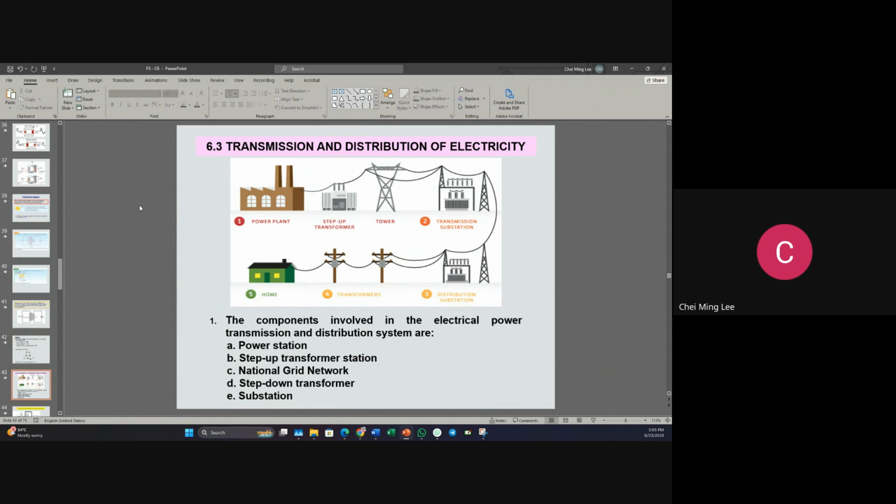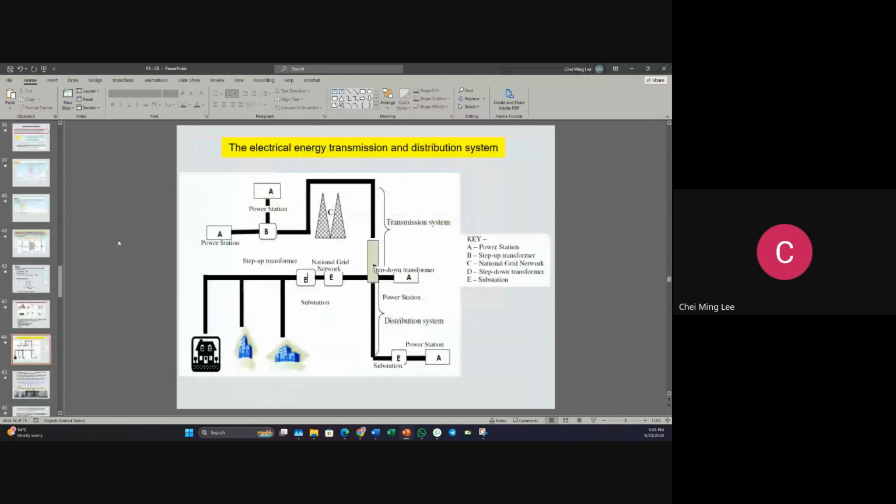Okay, so let's see the transmission and distribution of electricity. Now, the components involved in electrical power transmission and distribution are the power station, step-up transformer, then the national grid network, then transmission substation, then a step-down transformer, before entering your domestic supply. Okay, so these are the ones.